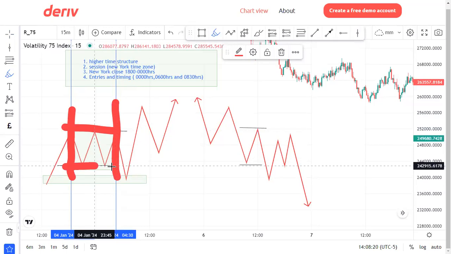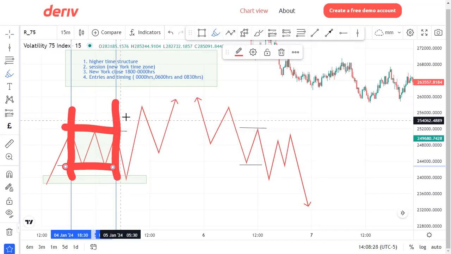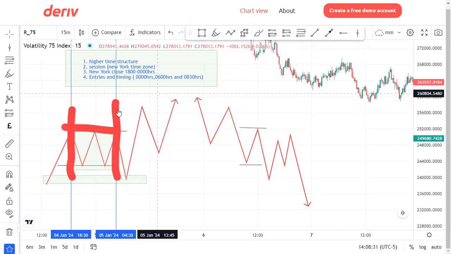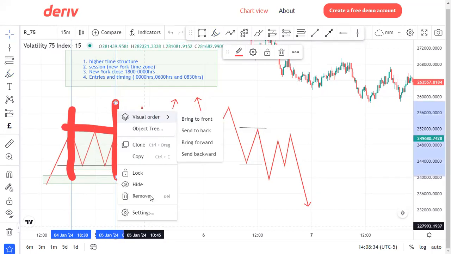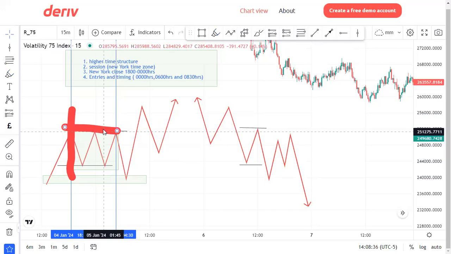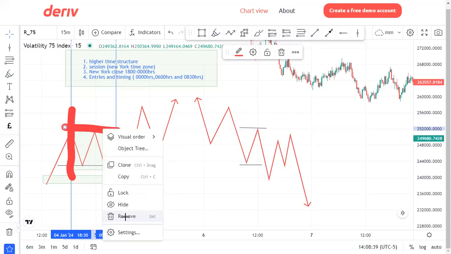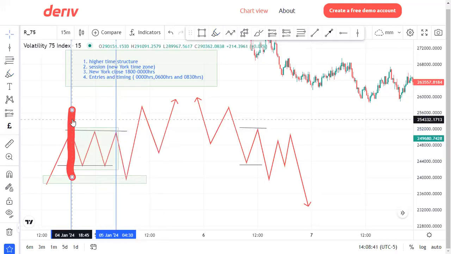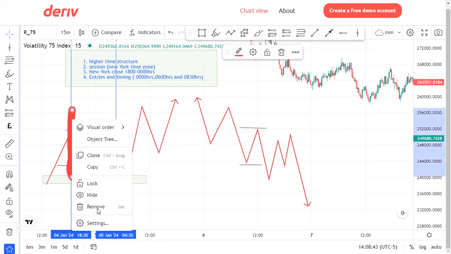Usually this session will be the Asian session when we are trading currencies. So what are we going to do next? We are going to wait after 12 midnight. Usually after 12 midnight, when you're in Zimbabwe, it's around 5, 6, 7 in the morning.